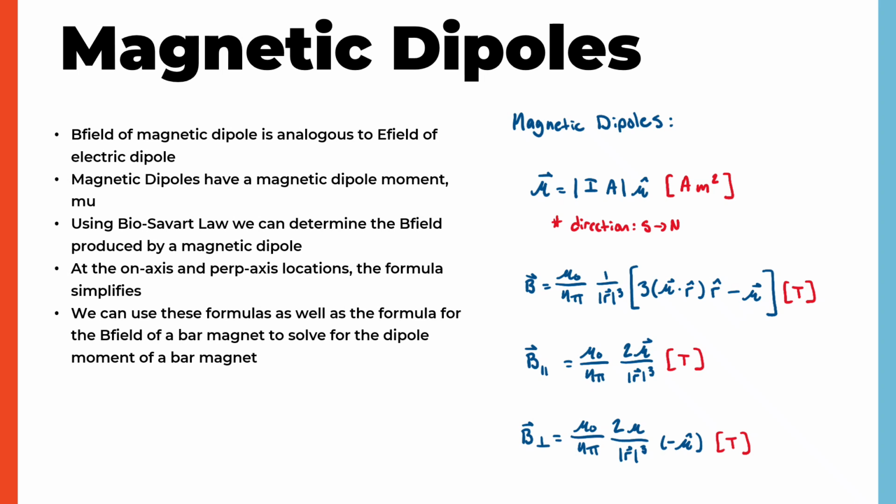So magnetic dipoles: the magnetic field of a magnetic dipole is analogous to the E field of an electric dipole. And they have a magnetic dipole moment, which we denote through mu, and we can use this to determine the magnetic field produced by a magnetic dipole.